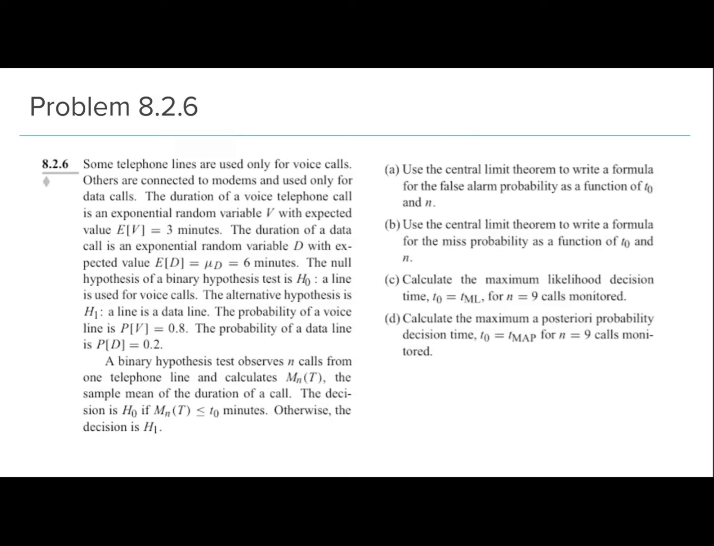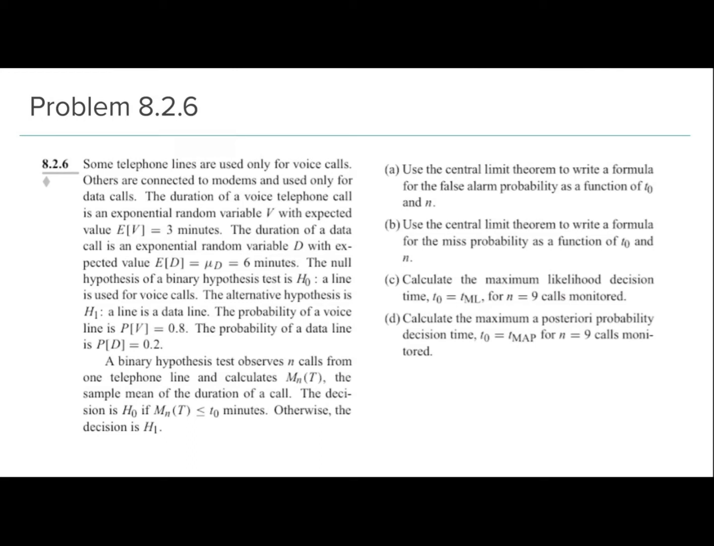Right, so the next problem is problem 8.2.6, and the question says some telephone lines are used only for voice calls, others are connected to modems and used only for data calls. The duration of a voice telephone call is an exponential random variable V with expected value E[V] equal to 3 minutes. The duration of a data call is an exponential random variable D with expected value E[D] equal to μ_D equal to 6 minutes.